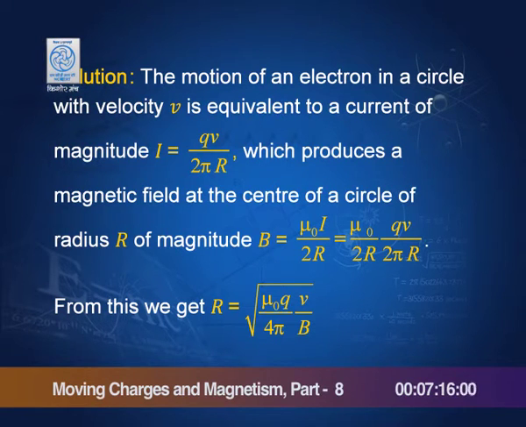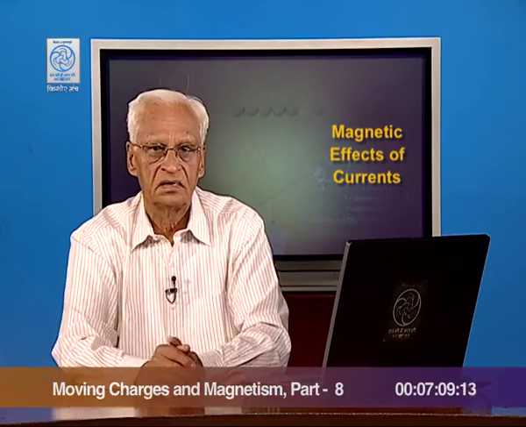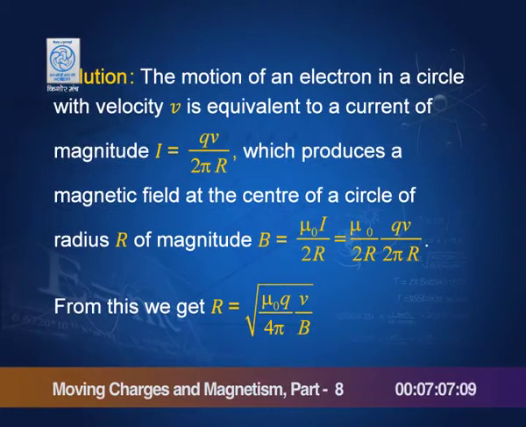Simple application, not much. All that you have to remember is that a moving charged particle is equivalent to a current, and if it is going in a loop, then the current is equal to q v by 2 pi r. This 2 pi r by v is actually the time taken. So, q by t is the current.